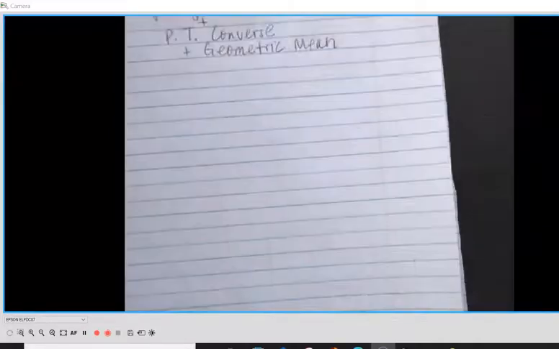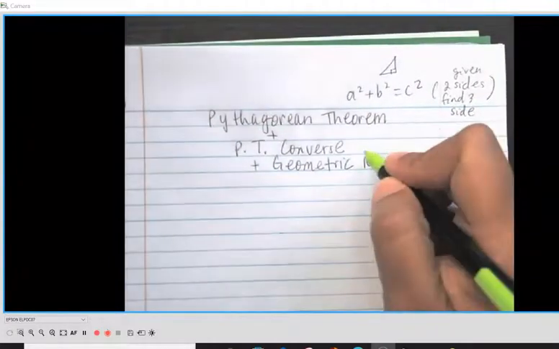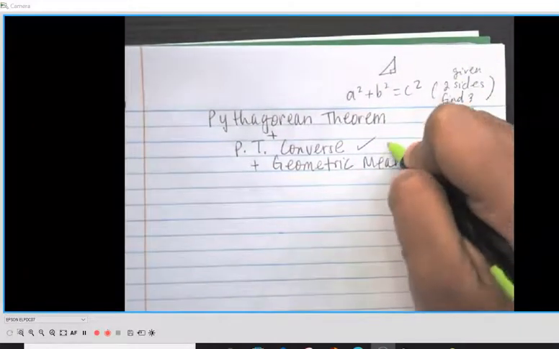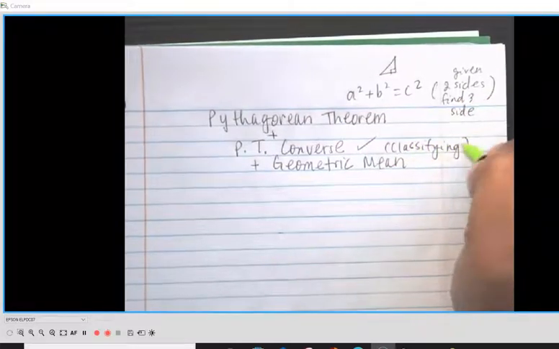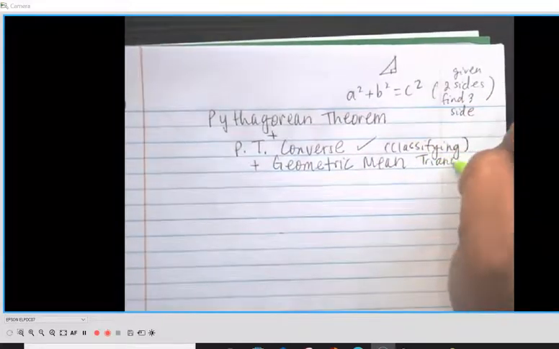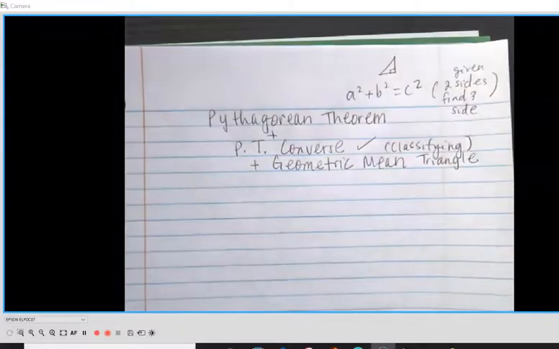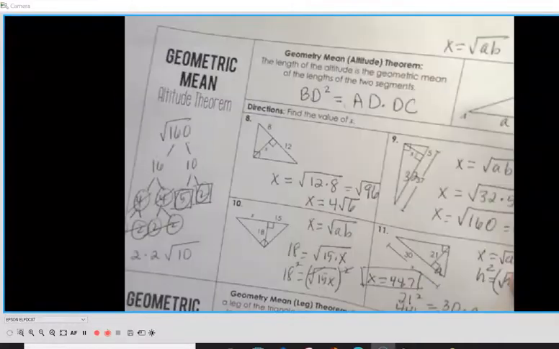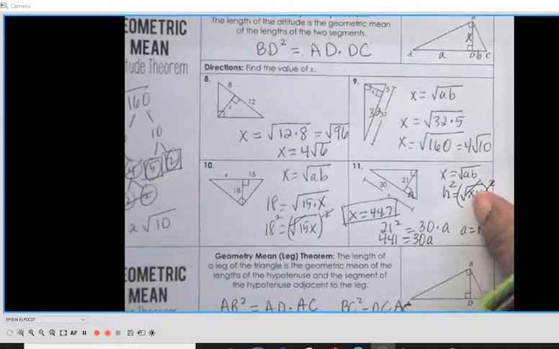All right, so now let's move to geometric mean. So again, we've already talked about how to do the converse, which is classifying the right triangle. Okay, we talked about that. We know when to use Pythagorean theorem. All right, so now let's look at geometric mean. And we're also going to look at the word problems. Okay, so these we've already worked out, but I'm just going to zip back through these.